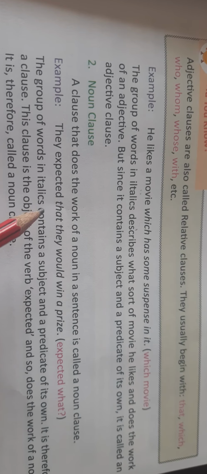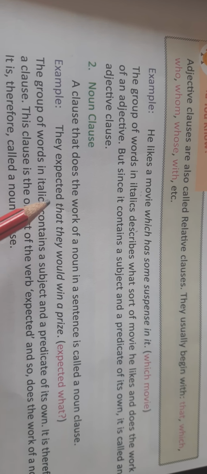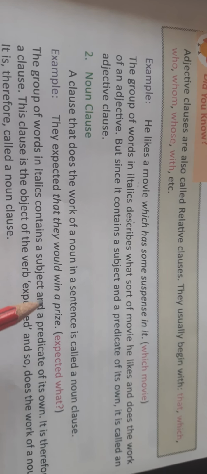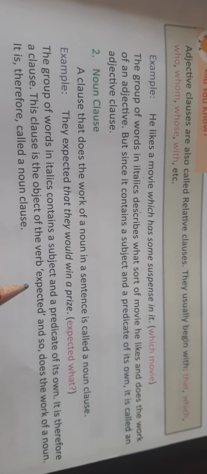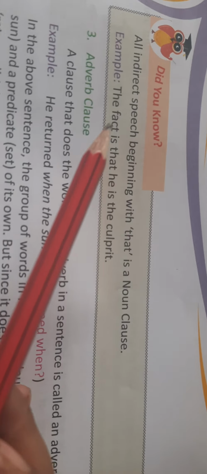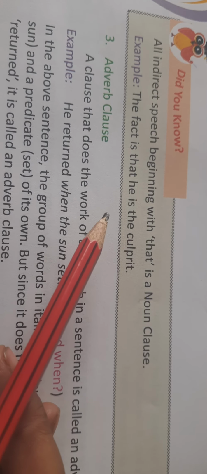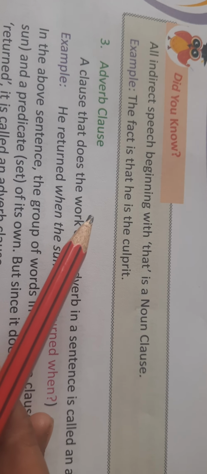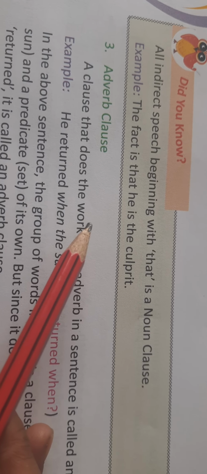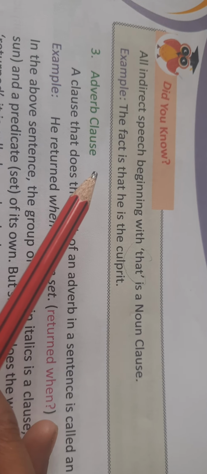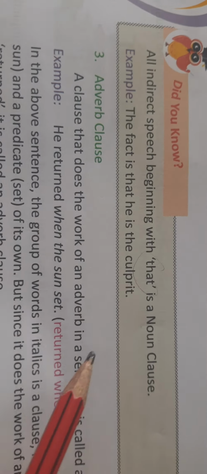So what did they expect? They expected that they would win a prize. So from that till prize is called a noun clause because it works as a noun in a sentence, and as it is a group of words, it is called a noun clause. One important thing is given: an indirect speech beginning with that is a noun clause. I think you all must be knowing about direct and indirect speech. So when we make a sentence in indirect speech, it is always joined with the word that. So all the indirect sentences are noun clauses.